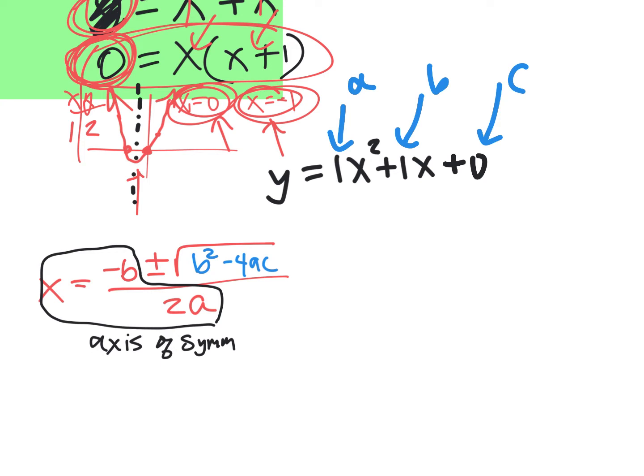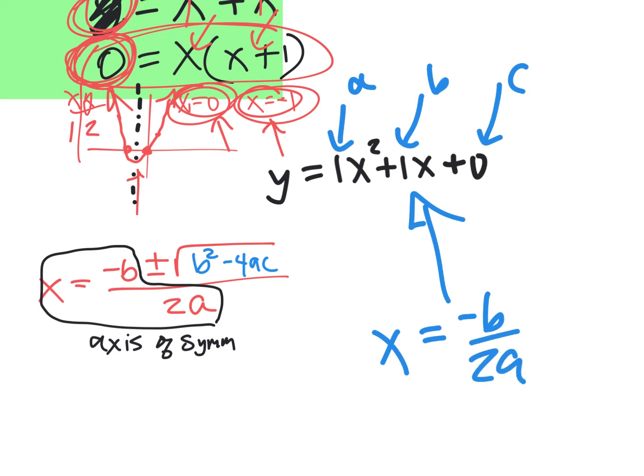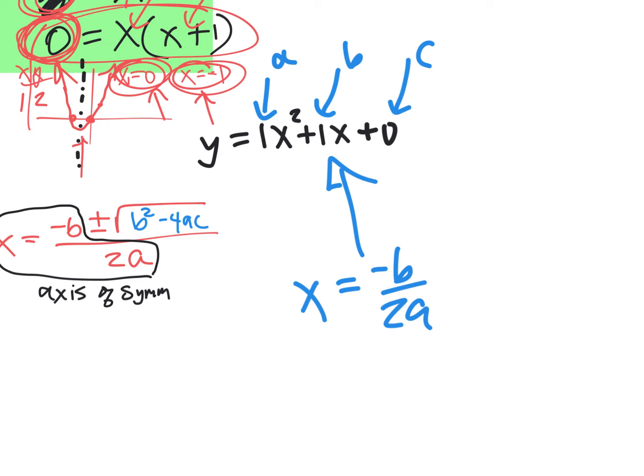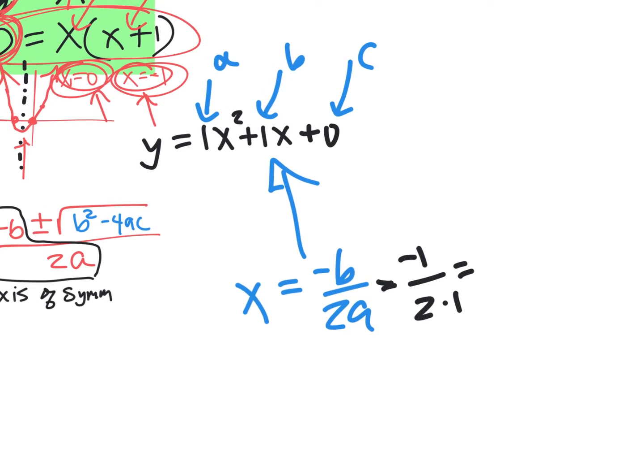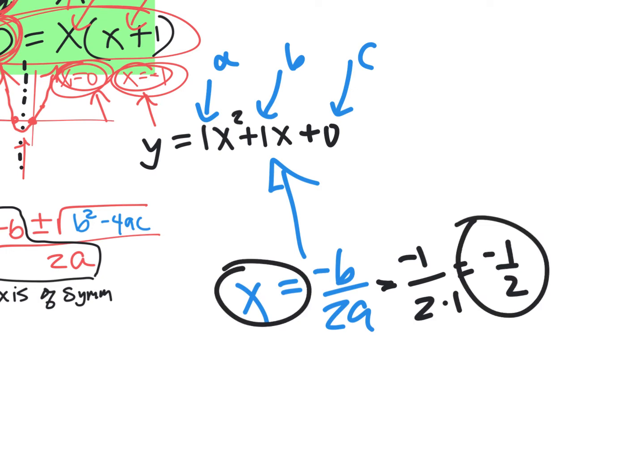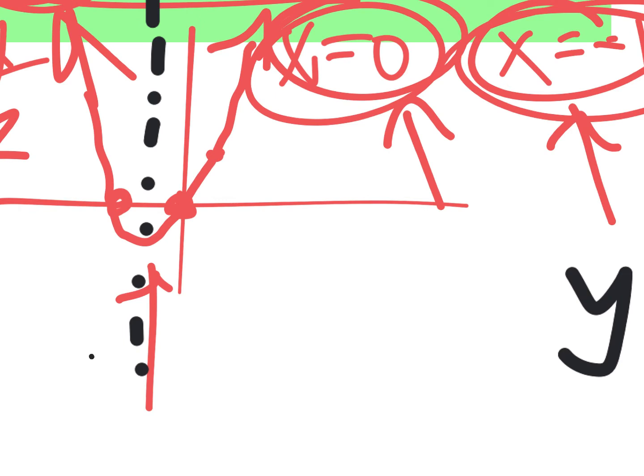Okay, next. Let's find this guy right here, his vertex. So I go x equals negative b over 2a. So what is the negative b? Negative 1 over 2a. 2 times 1. What's that? Come on, simplify it. What is it? Negative 1/2. There we go. X equals negative 1/2. What's that? It's the dotted line that runs down the middle.